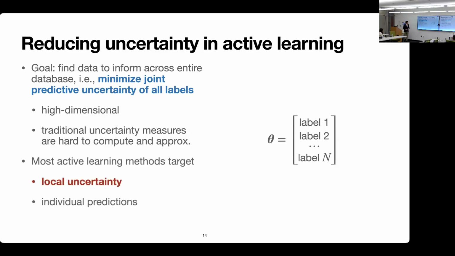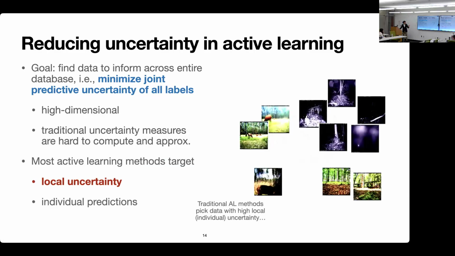So most active learning policies instead focus on what's called local uncertainty, where we just look at individual predictions and say, oh, I'm very uncertain about this particular prediction. So let me label the data point that corresponds to this prediction, and that will work as reducing my local uncertainty. So we just treat individual predictions as a measurement of uncertainty.